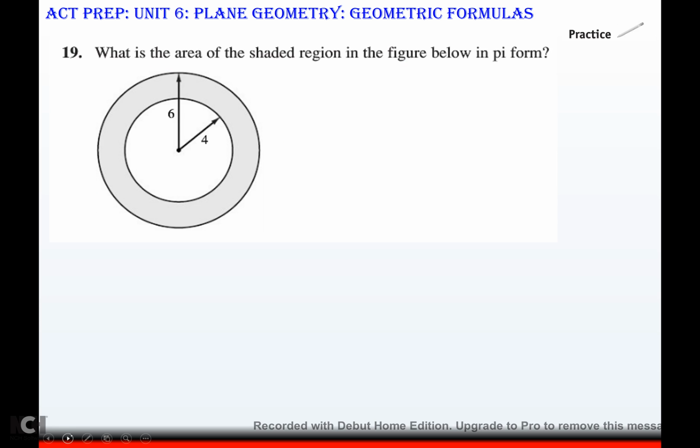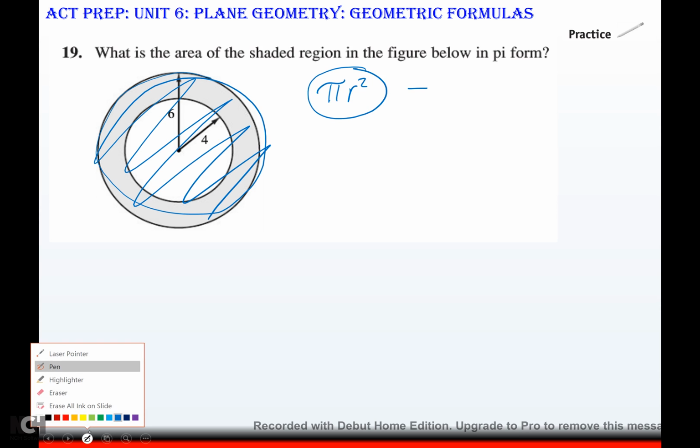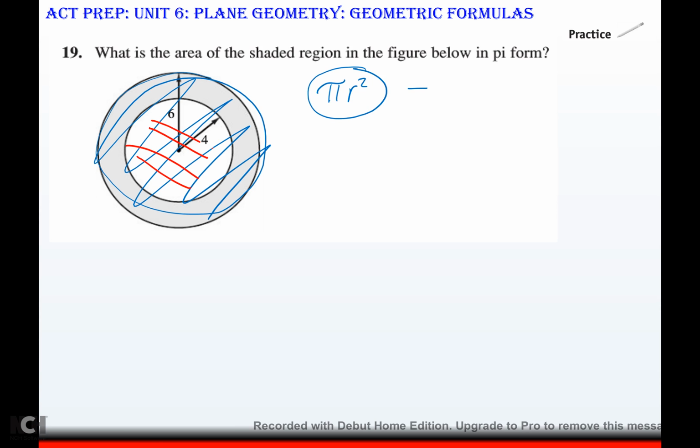19, what is the area of the shaded region in the figure below in pi form? Well, if I just want the shaded region, I want to take the whole circle, so pi r squared of the big circle, and take away, if I take away the smaller circle, which is pi r squared for it, that will give me the area of just the shaded region.